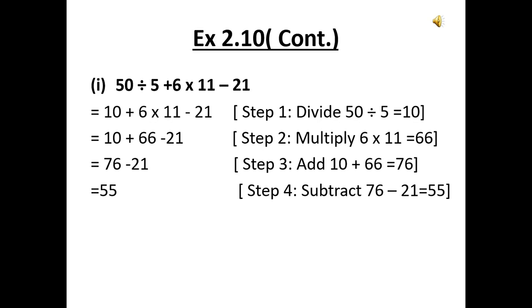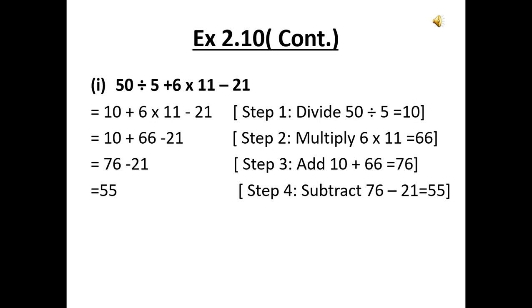Okay, now in the next step what we are going to do, we will perform multiplication. That means multiply 6 into 11, which is equal to 66. So we will get 10 plus 66 minus 21. We have to rearrange the numbers only if the numbers which are having plus sign are not grouped together, so we don't have to rearrange the numbers here.